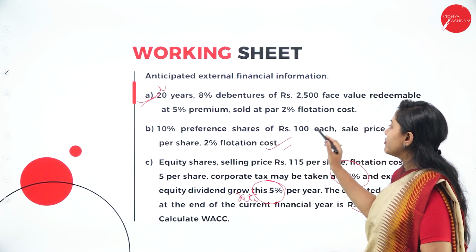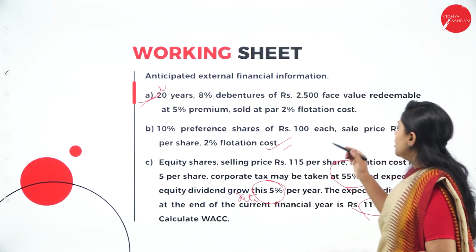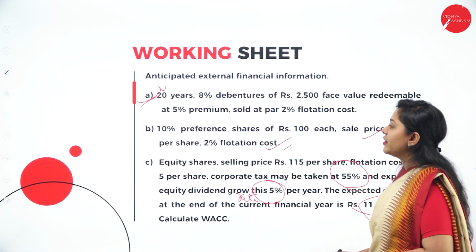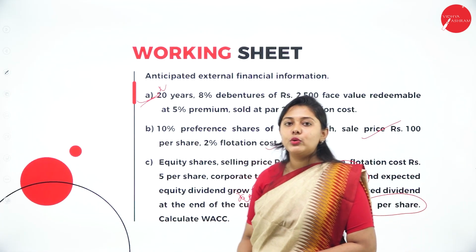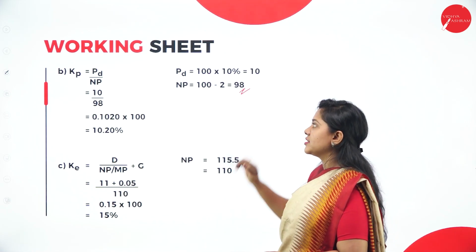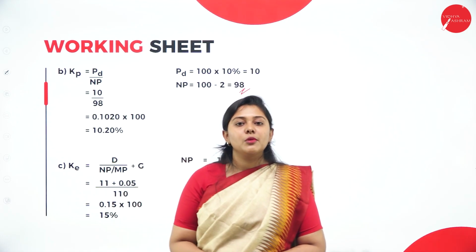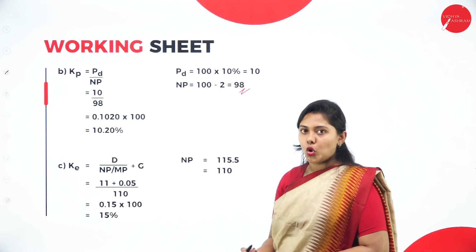Moving forward, we have the information regarding preferential shares. 10% preferential share of rupees 100 each. The dividend will be 10 rupees. Sales price is 100, net proceeds is 100, 100 into 2%, 2 rupees will be the flotation cost, 100 minus 2, 98. So preferential dividend divided by net proceeds, because it is a redeemable preference share. Number of years is not given.